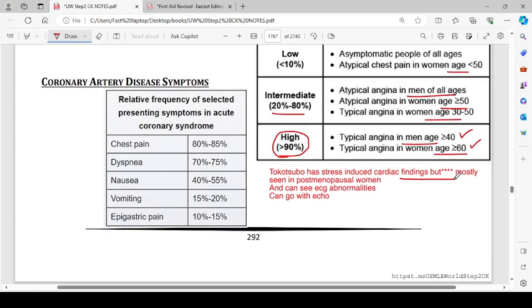Takotsubo has stress-induced cardiac findings, but is mostly seen in postmenopausal women, and you can see ECG abnormalities and can go with echo. Coronary artery disease symptoms.